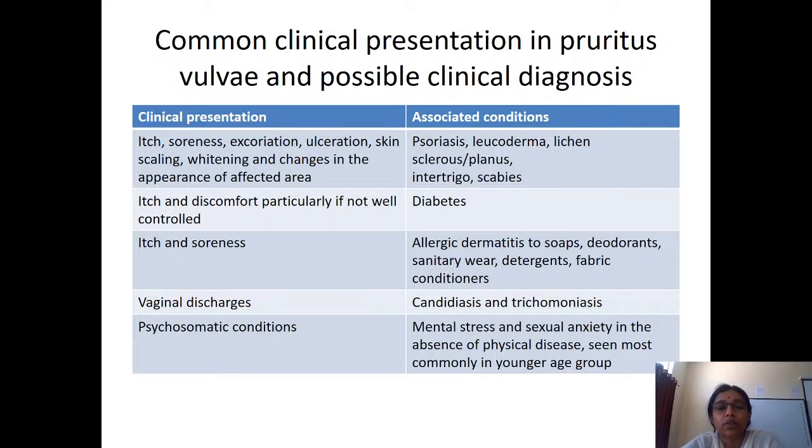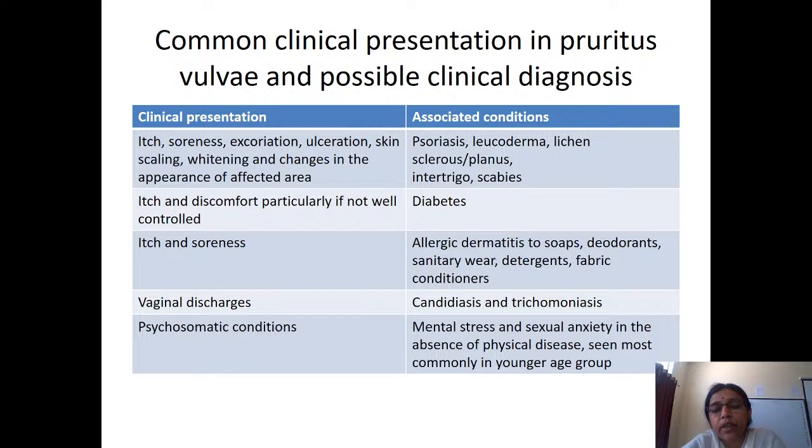And for itch and some amount of soreness, we need to always think of allergic dermatitis. This allergic dermatitis can be secondary to the usage of various products, especially particular kinds of soaps or deodorants, or allergy to sanitary wear or detergents, or sometimes even certain fabric conditioners. So itch and soreness, we always think of allergic dermatitis. And if vaginal discharge is associated with itching, we need to especially think of two conditions. It could be either trichomoniasis or candidiasis.